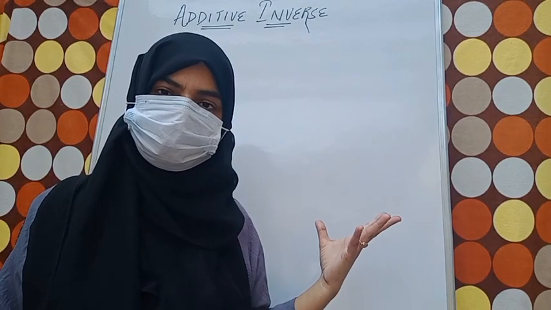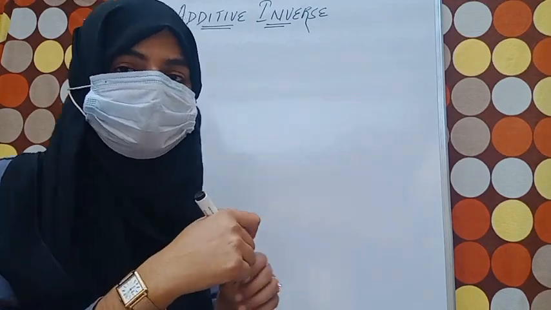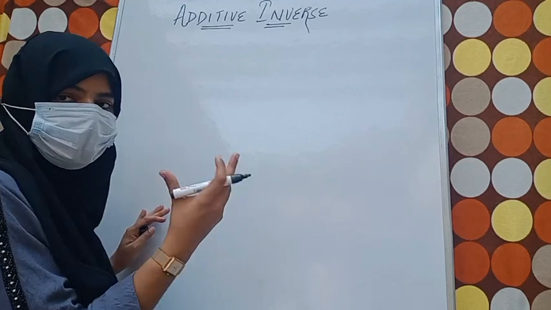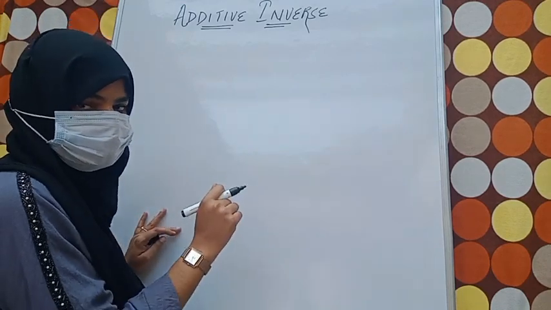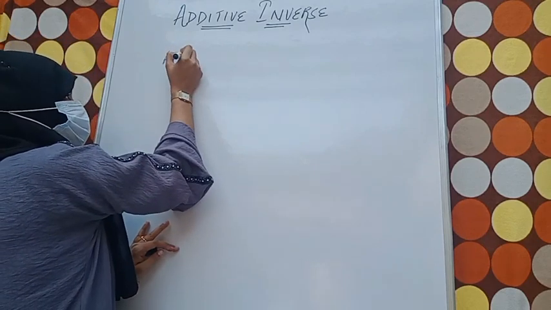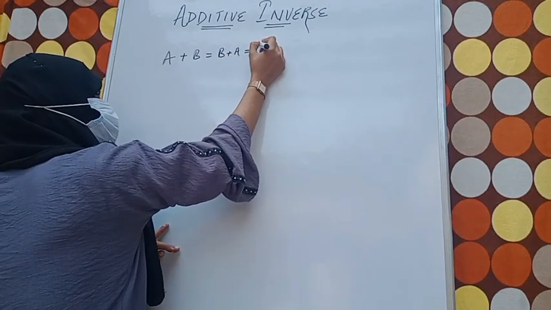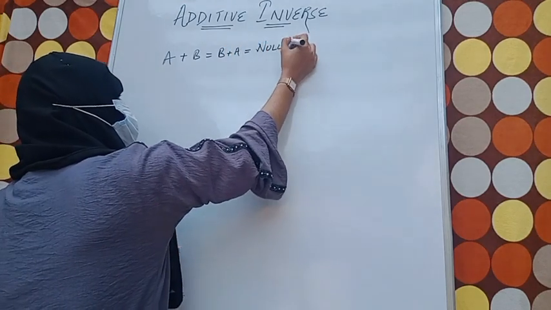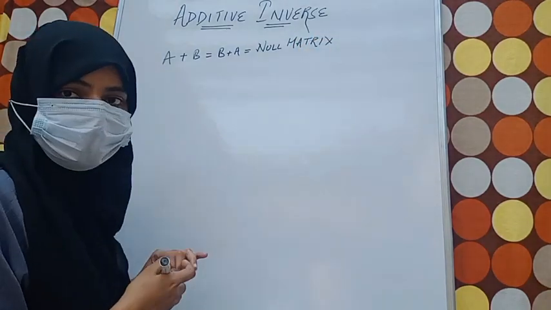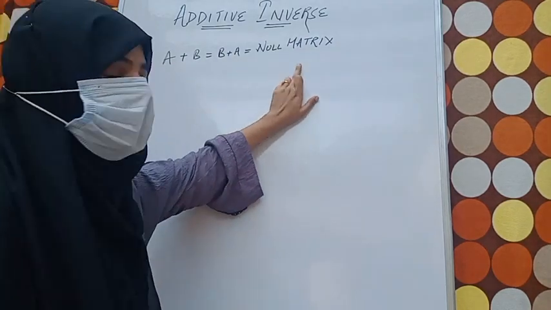Two matrices of same order, means the condition is same order, and then how the condition of additive inverse will be followed. So we can say A plus B equals B plus A equals null matrix. You are getting my point? A plus B equals B plus A equals null matrix.